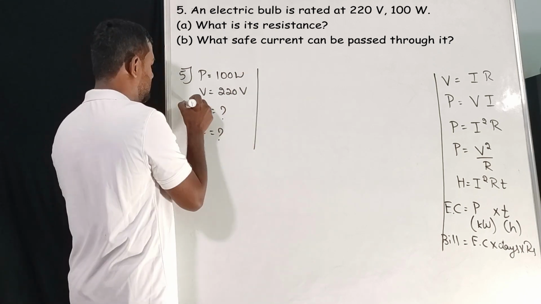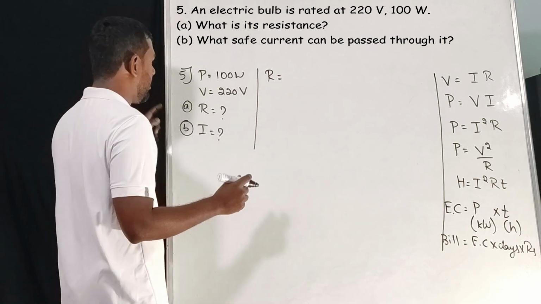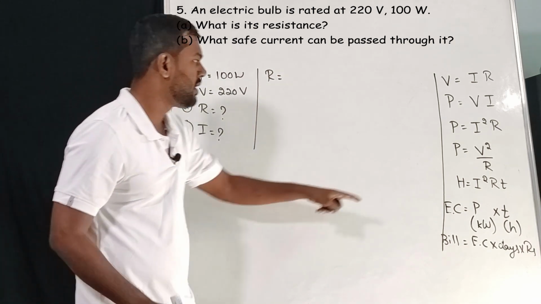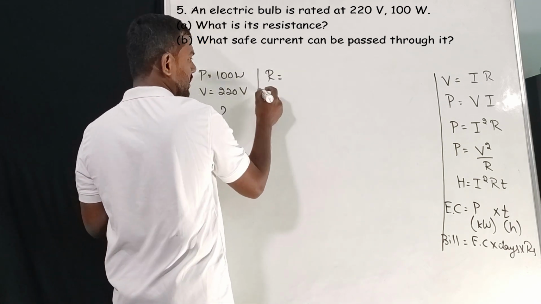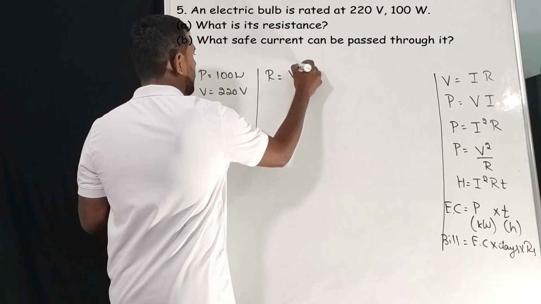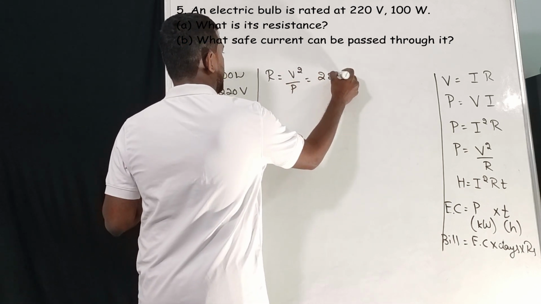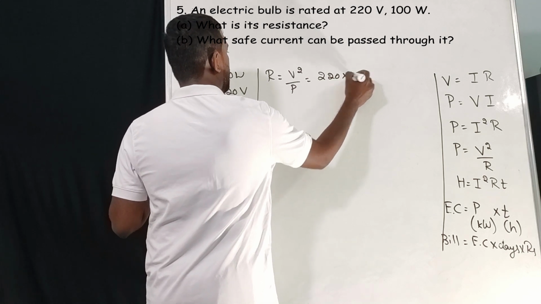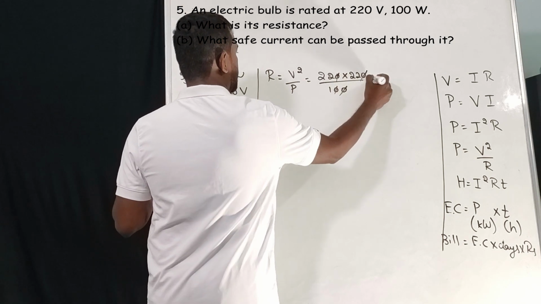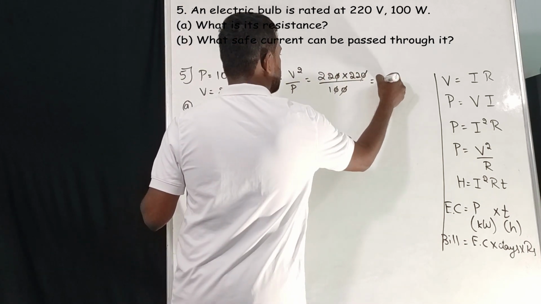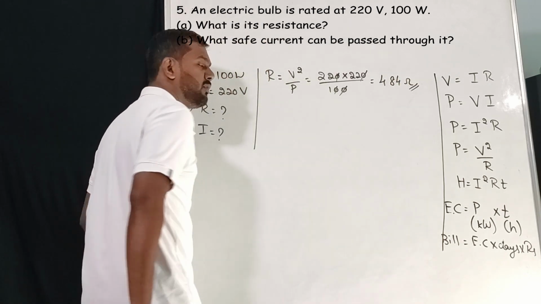That's it. So first one, R is equal to, see, using power and voltage, which formula? The fourth formula. Power is equal to V square by R. So here, we need to find R. So it will be V square by P. V square is 220 into 220 by, what is the power? 100. Two zeros get cancelled. 22 into 22, that is 484. What we are finding? Resistance. So that will be ohms.